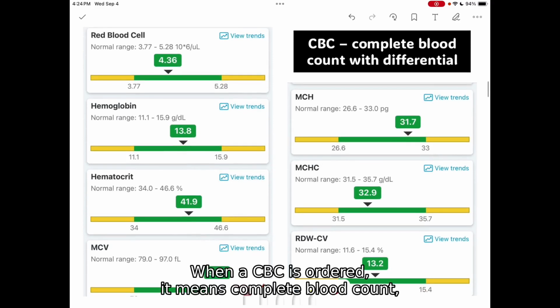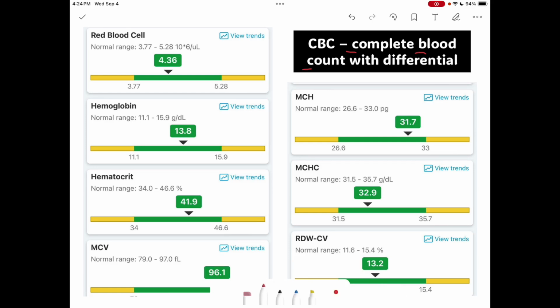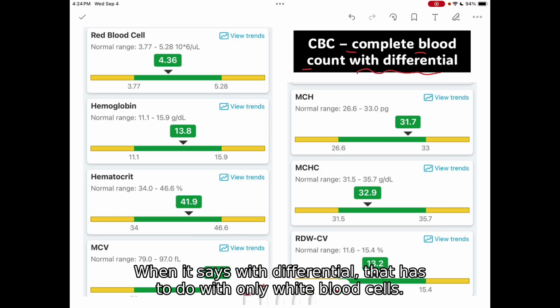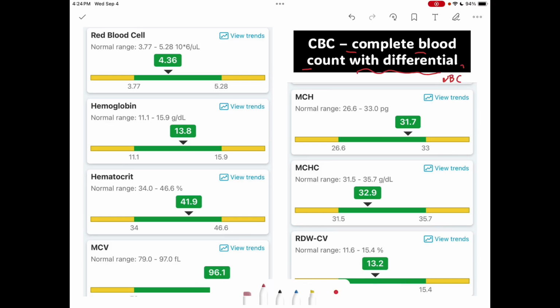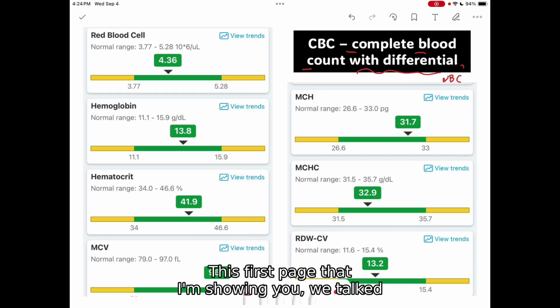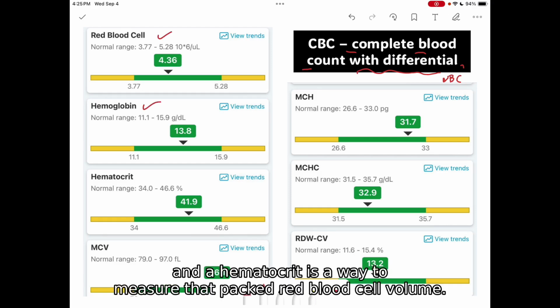All right. So when a CBC is ordered, it means complete blood count, and it'll give counts of the different formed elements. When it says with differential, that has to do with only white blood cells. The differential part is a white blood cell thing, and I'll cover this at the end. So this first page that I'm showing you, we talked about red blood cells. We know there's stuff with hemoglobin, and a hematocrit is a way to measure that packed red blood cell volume.